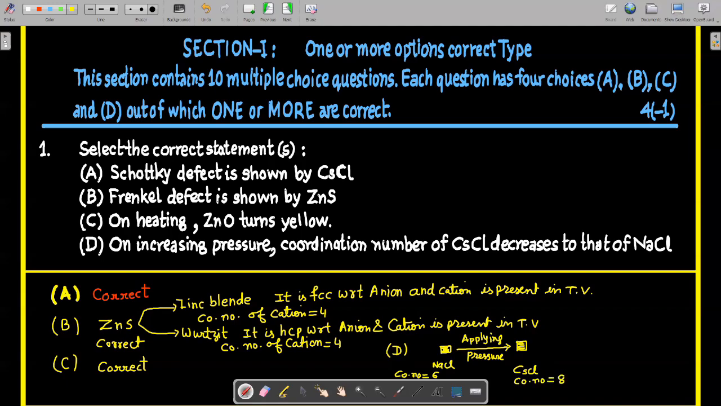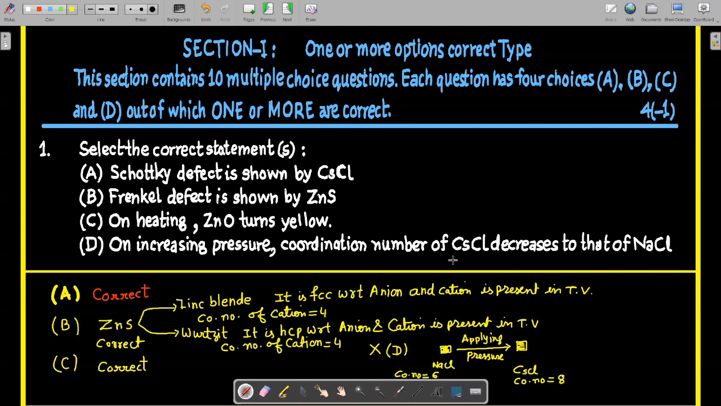So on increasing pressure, a low coordination substance should convert into a high coordination substance. Here, statement D will be incorrect because they are saying that CsCl decreases to NaCl. That will happen when we heat the substance. On heating, particles will go away from each other, where the coordination number is going to decrease.